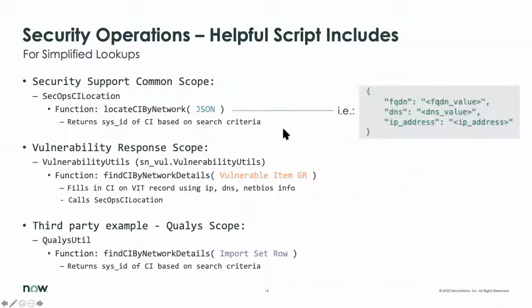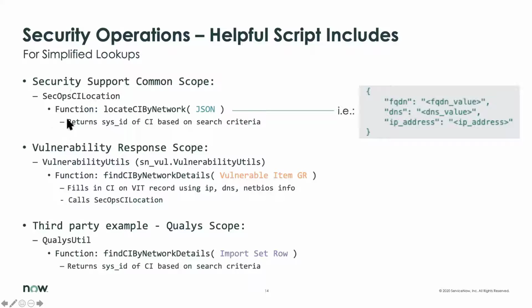So there are script includes that basically save a lot of information about, and code for, how different types of things work, including lookups. So if you're doing something custom, if you're trying to take advantage of the utilities that come with security operations, there's a couple. There's one in particular that I want to call out. There's a SecOps CI location script include, and there's a function in there. So if you just provide it things like DNS and IP address and FQDN, it can come back and say, I think it's this CI.